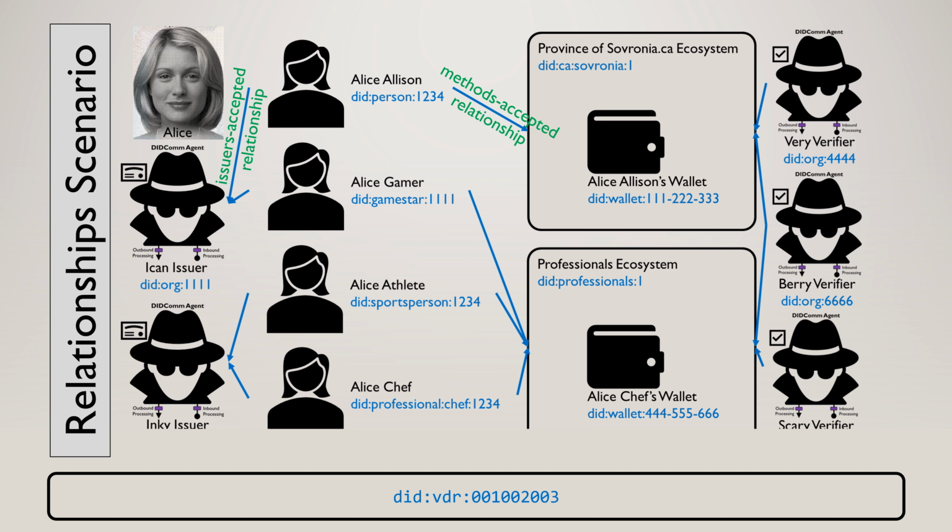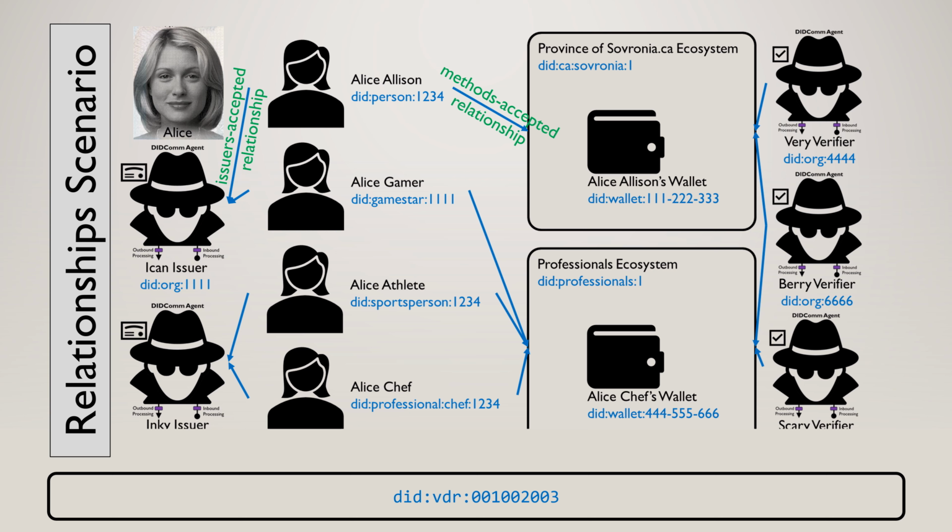Those last three, GameStar, sports person, and professional chef, are methods that are permissible or allowable in the professionals ecosystem. And the two verifiers, and two is just an arbitrary number, that are permissioned within the professionals ecosystem are Barry verifier and Scary verifier.